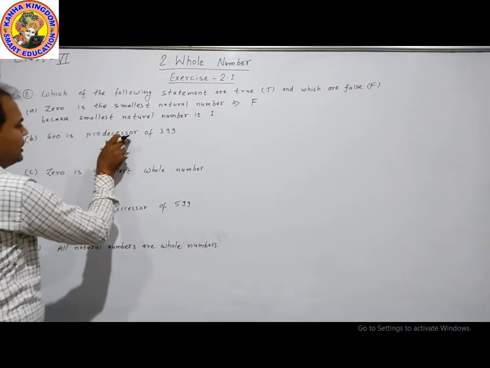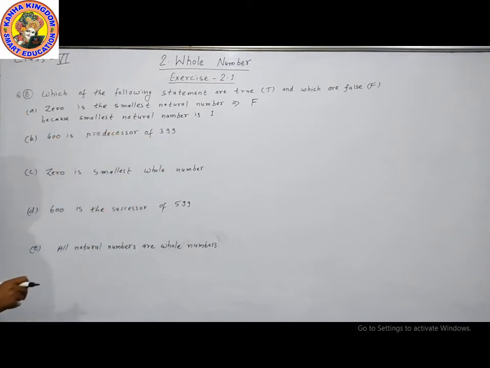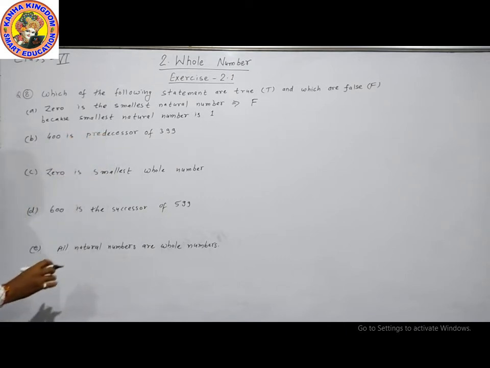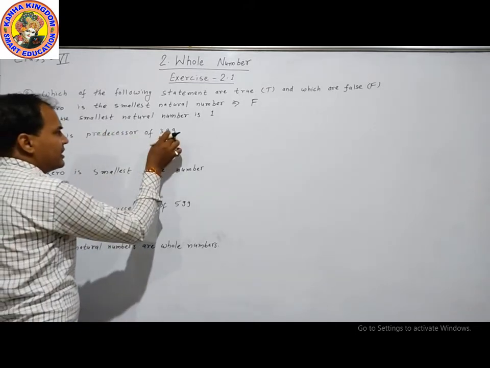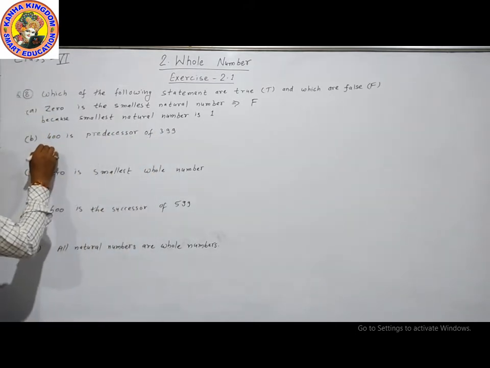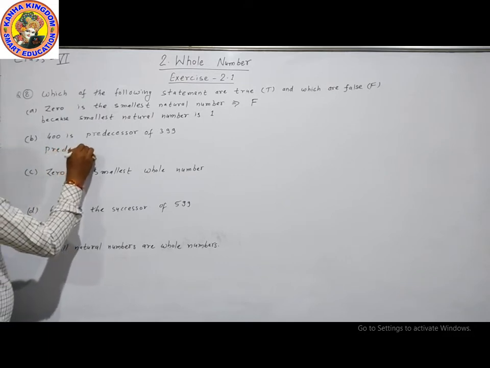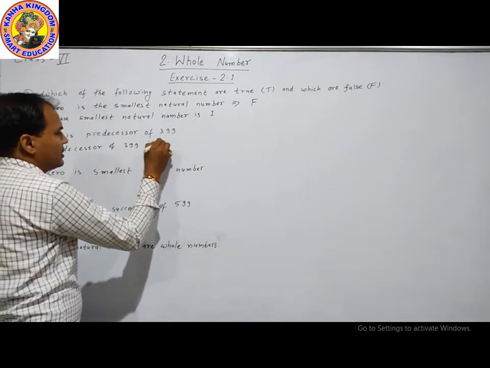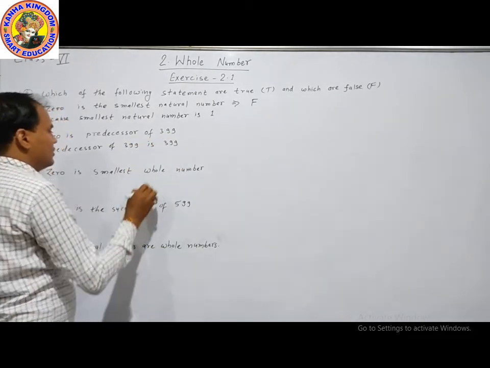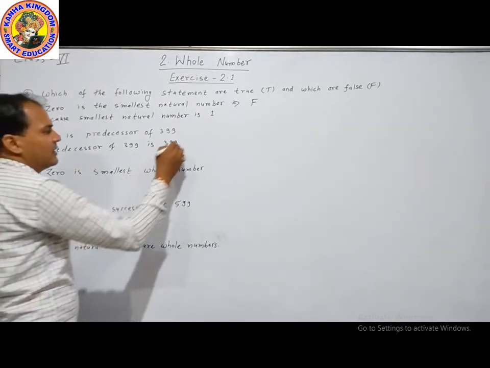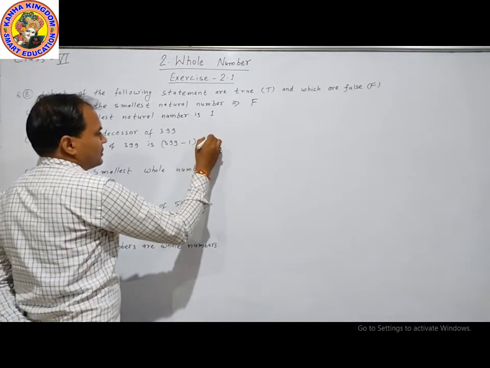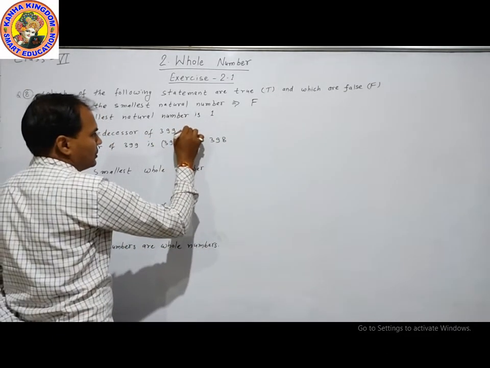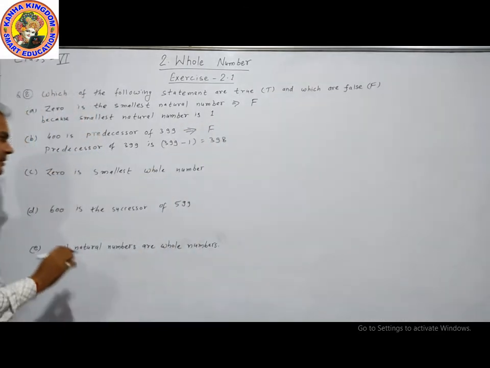400 is the predecessor of 399. What is the predecessor? Predecessor is the previous number. The previous number of 399. How to find out the predecessor? The previous number is found by minus 1. So the predecessor of 399 is 398, not 400. So this is our false statement.